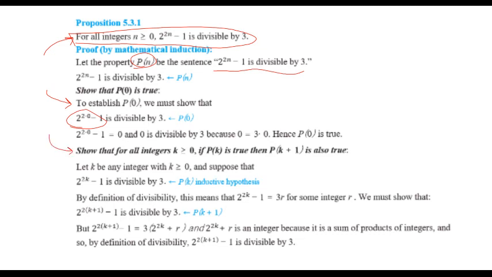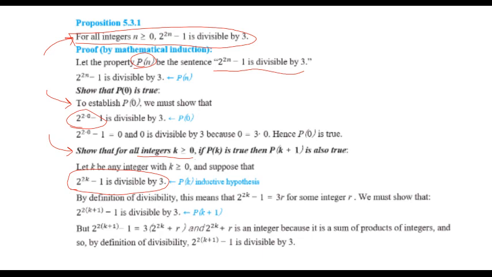Now let's go to the inductive step. In the inductive step, we need to prove a universal conditional statement in the following form. We can say, for all integers k greater than or equal to 0, if P of k is true, then P of k plus 1 is also true. So let k be any integer with k greater than or equal to 0, and suppose that 2 to the power 2k minus 1 is divisible by 3. This is called the inductive hypothesis. Okay, so in the inductive hypothesis, we know that 2 to the power 2k minus 1 is divisible by 3.